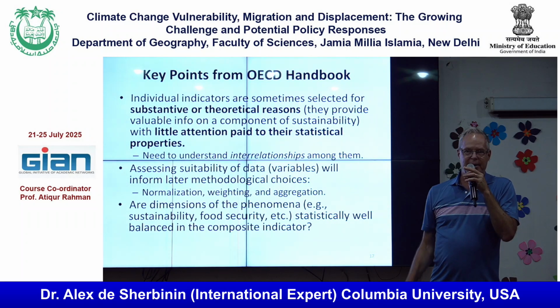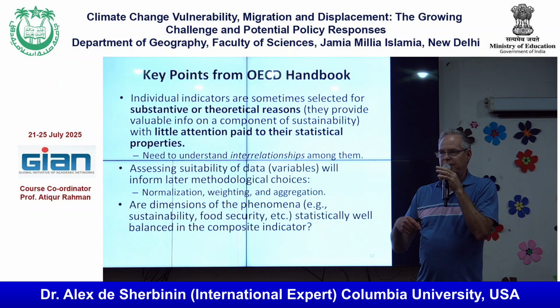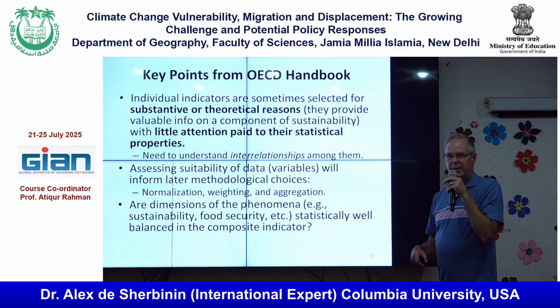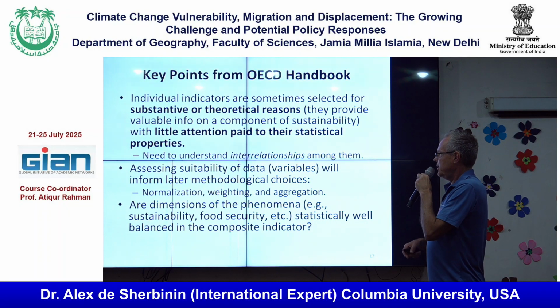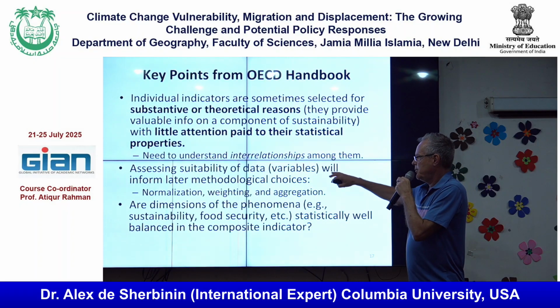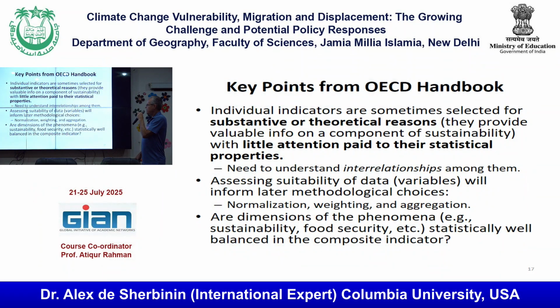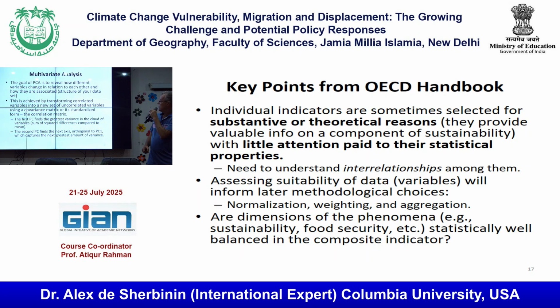it neutralizes it. It becomes you go towards the mean of both variables. So that really doesn't help. That's what we call compensability. So you want to know what those relationships are. You're going to be assessing the suitability of the data, and this will inform later normalization, weighting, and aggregation. Let me see how we're doing on.